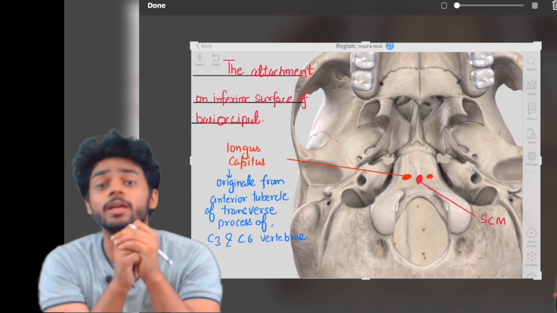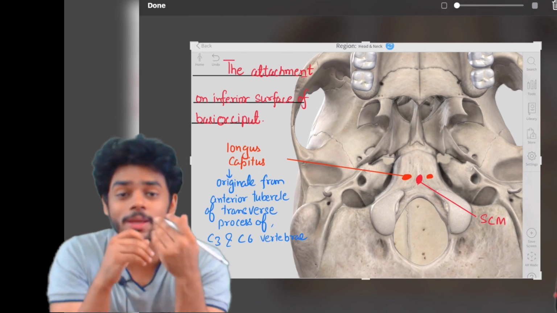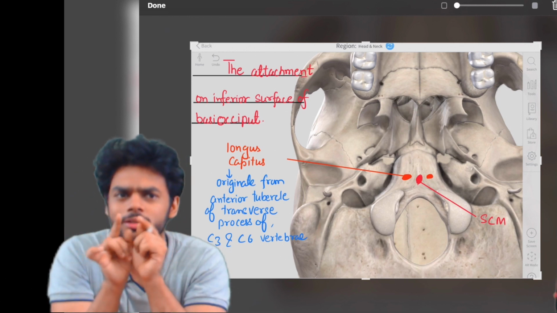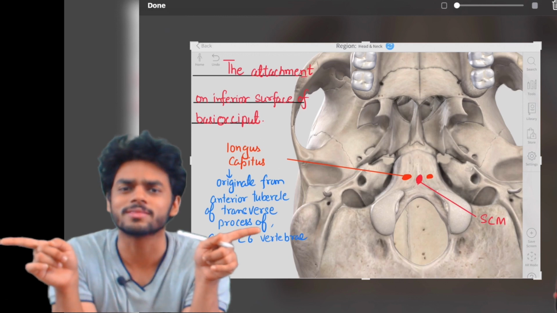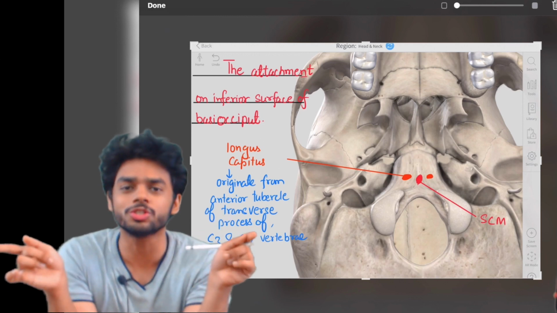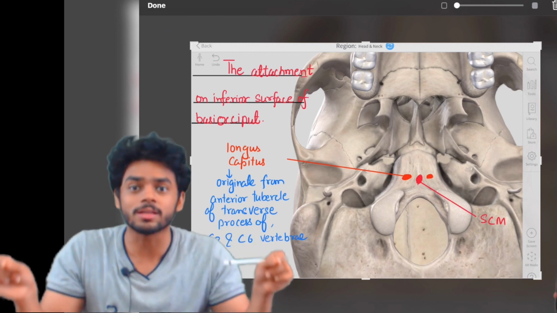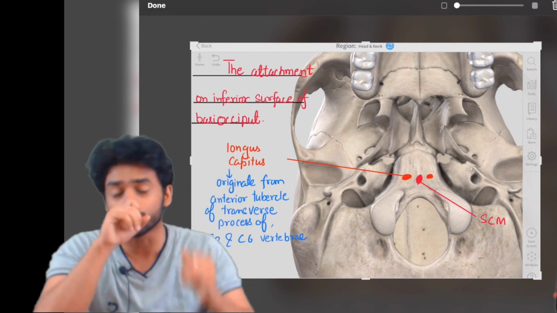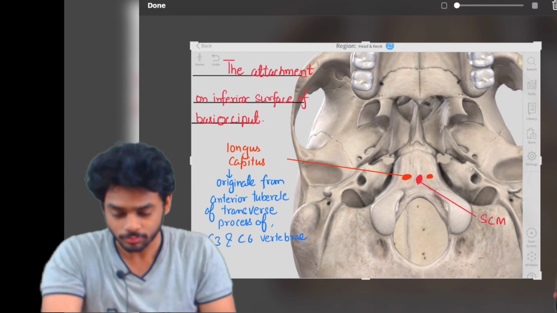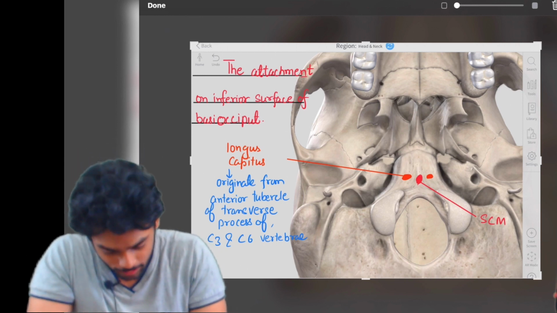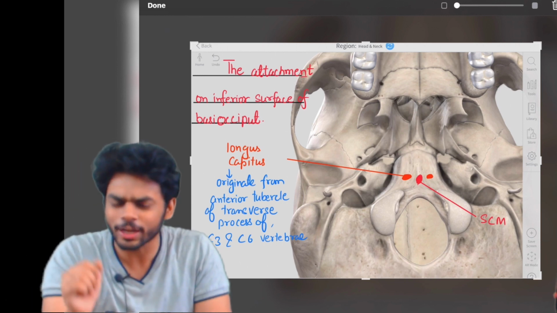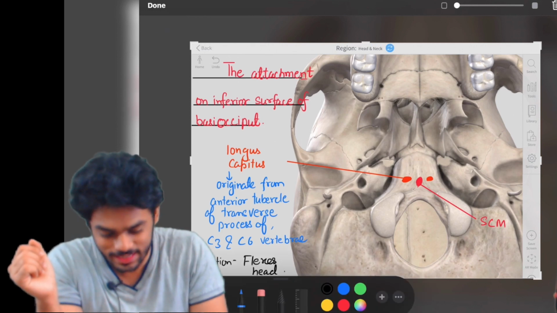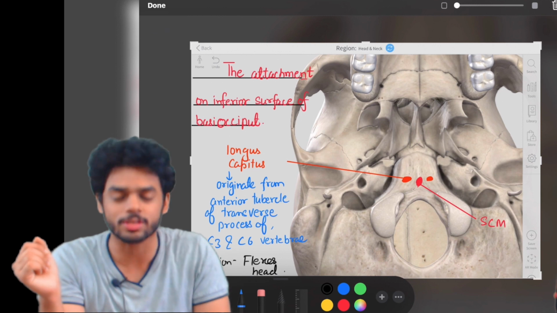We will study the vertebrae in a separate lecture. We will see the different processes, but let me tell you the transverse process is like this. From those transverse processes, the muscle originates and gets inserted to which part? The basi-occiput part. And what is the action? The action is that it flexes the head. Yes, it helps in flexion of the head.